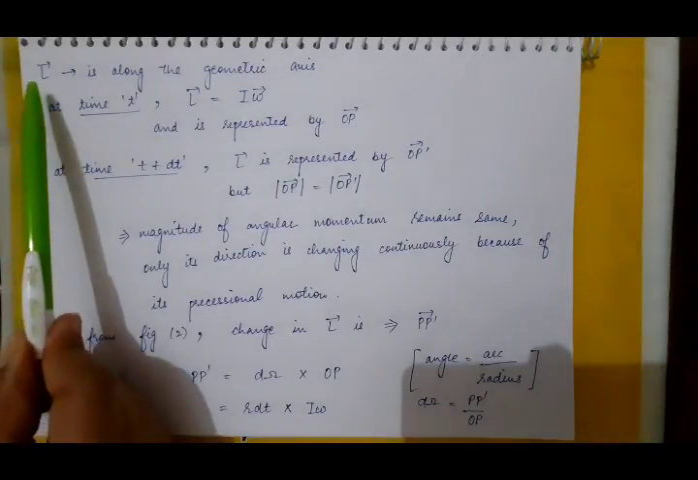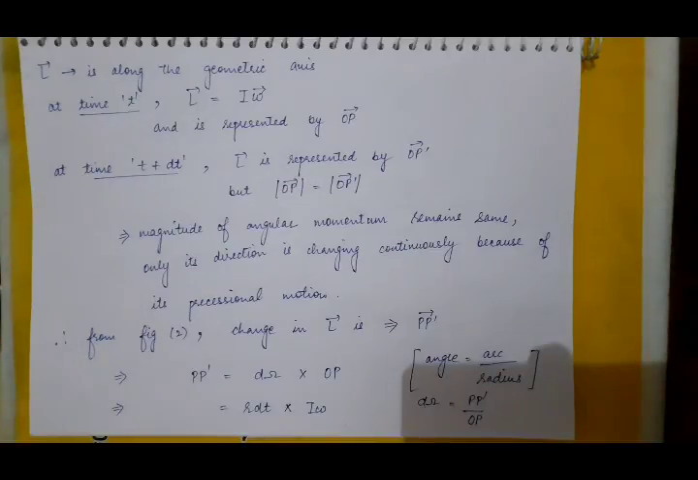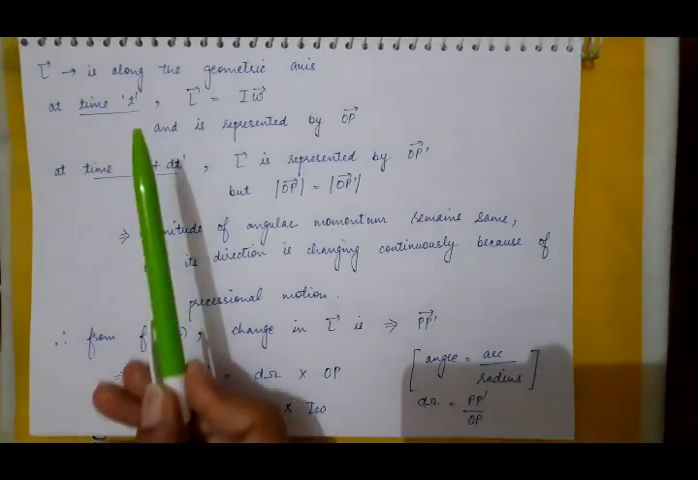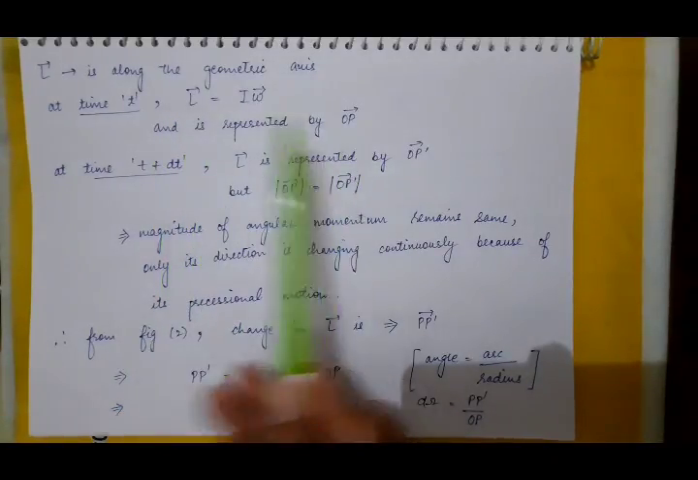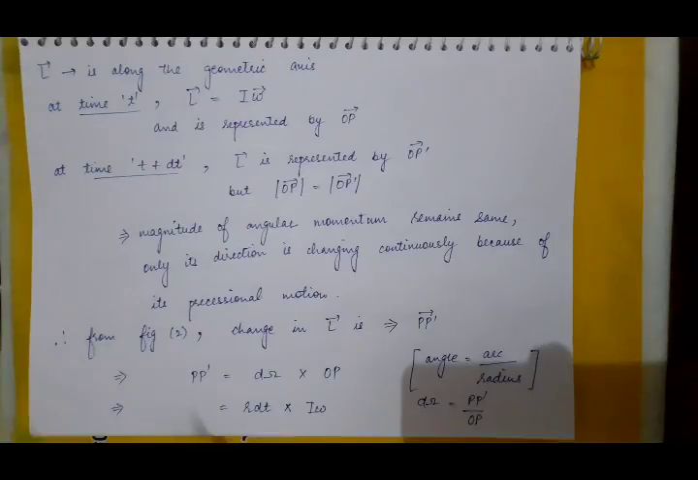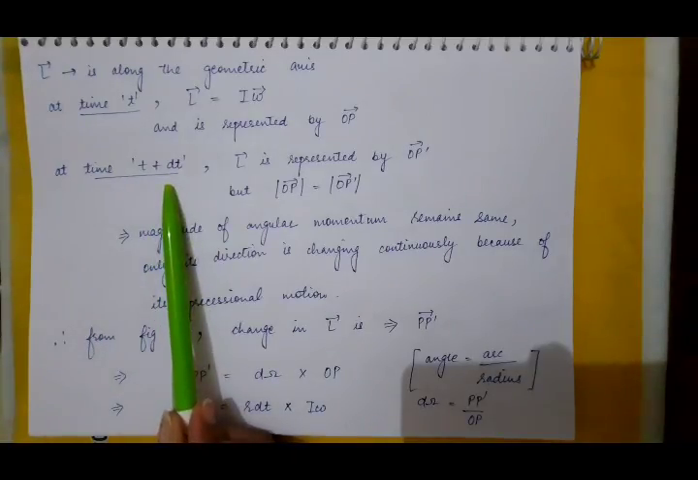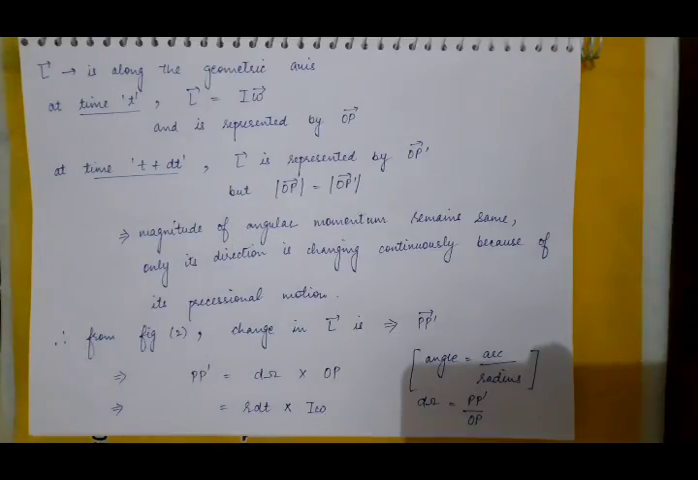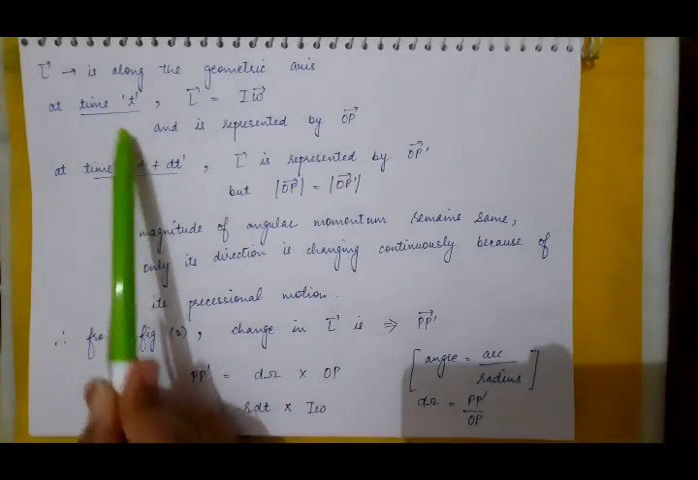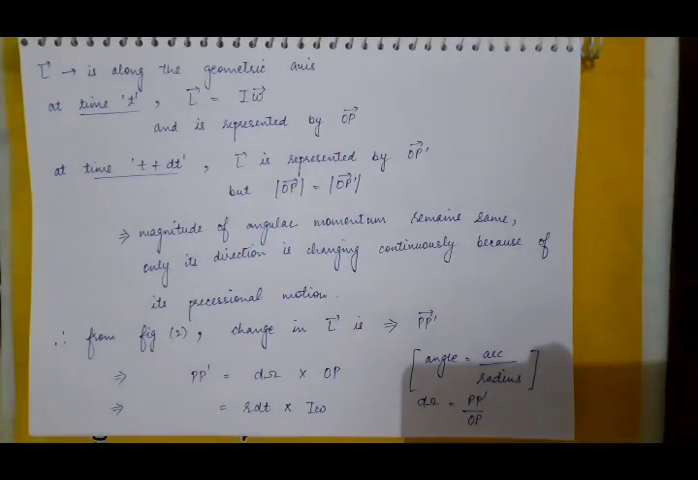So the direction of L will be along the axis of rotation of the circular disk. And what is the axis of rotation of the circular disk? It is the geometric axis. So at time t, this angular momentum vector is represented by the OP vector in figure number 2. And at time t plus dt, this angular momentum vector is represented by OP dash, in such a way that its magnitude remains the same at all times, only its direction is changing.